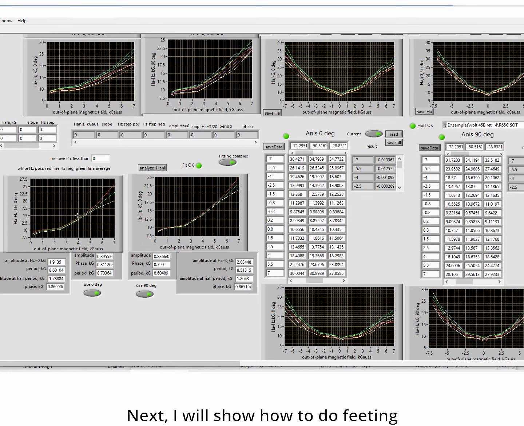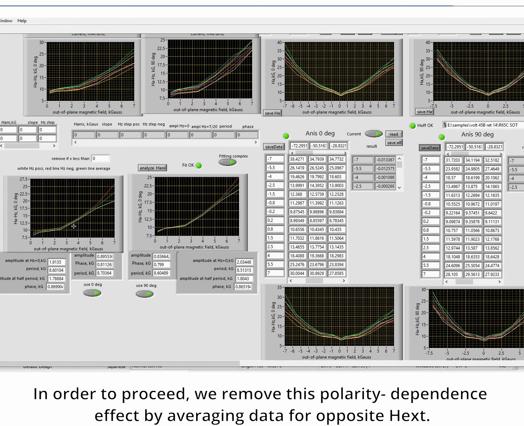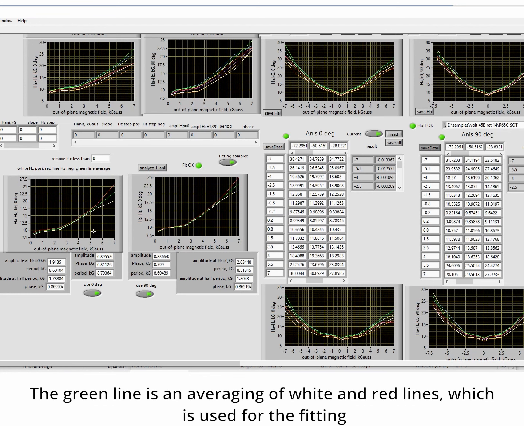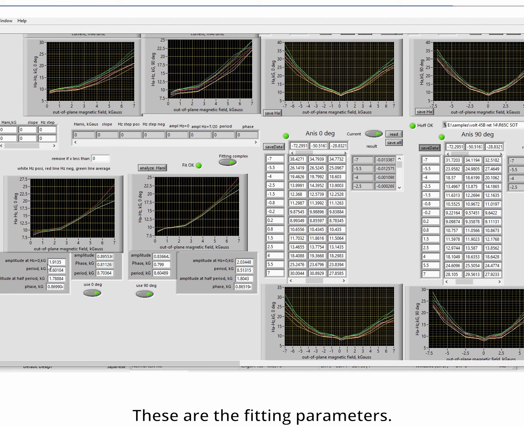Next I will show you how to do fitting. In order to proceed, we remove this polarity dependent effect by averaging data of opposite external magnetic field. The green line is the average of the white and red lines, which is used for the fitting. These are the fitting parameters. For the fitting, press Analyze as Anisotropy.